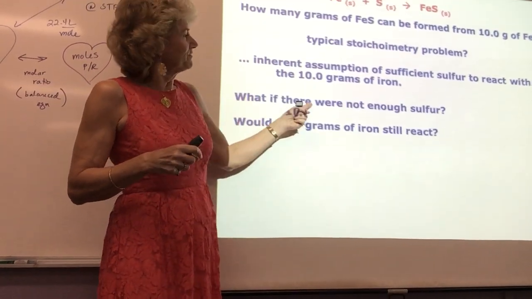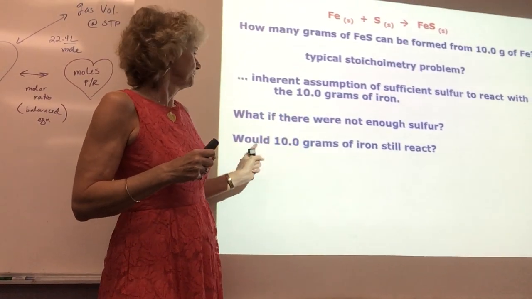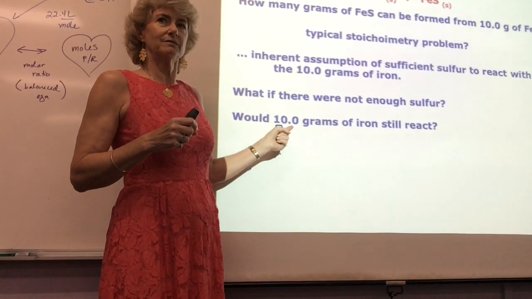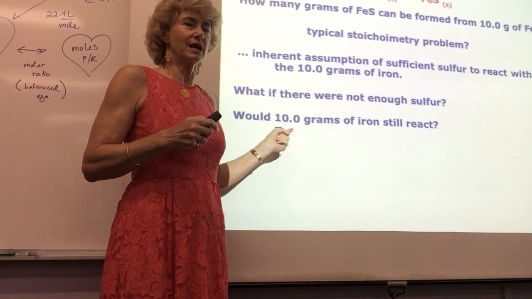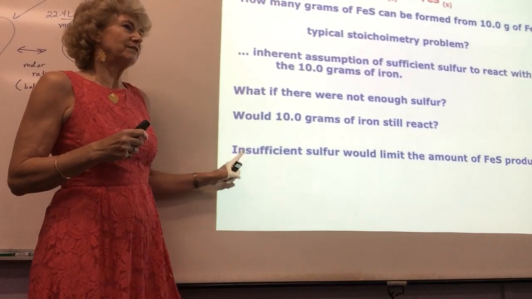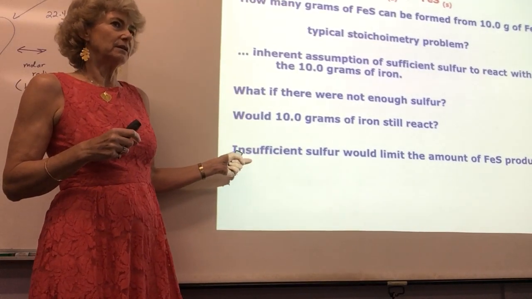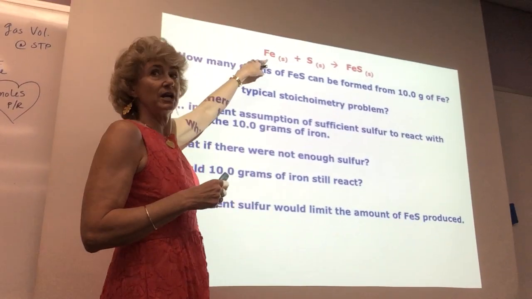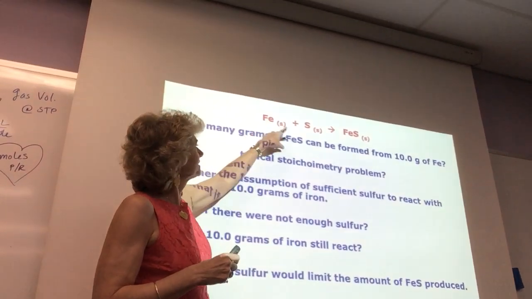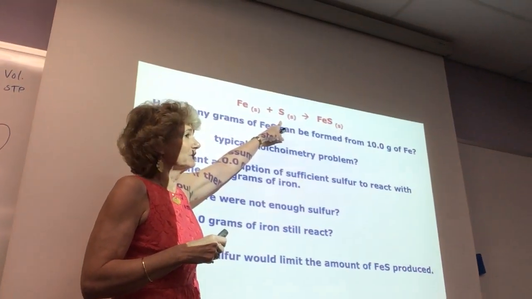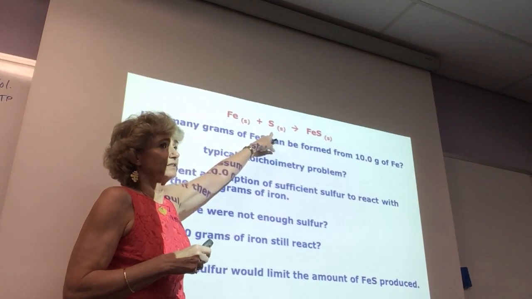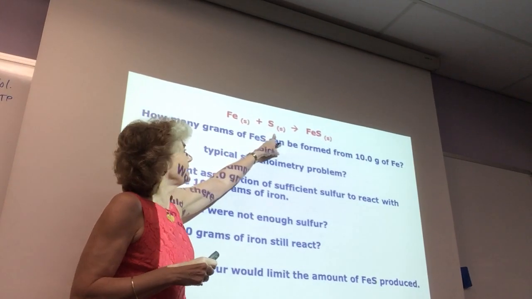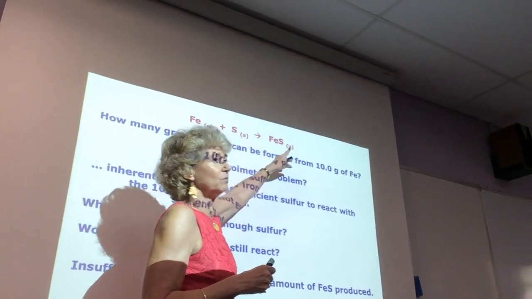So. But what if there weren't enough sulfur? Would you still be able to get all the 10 grams of iron to react? The insufficient sulfur would limit it. So it's one-to-one stoichiometry. Let's change to moles. If I have one mole of this and only a half a mole of that, I'm going to run out of this. I'm not going to be able to make one mole of that. I'm only going to make a half a mole.